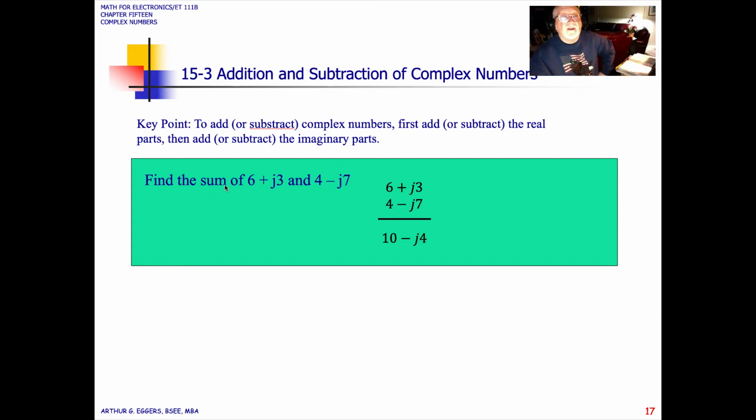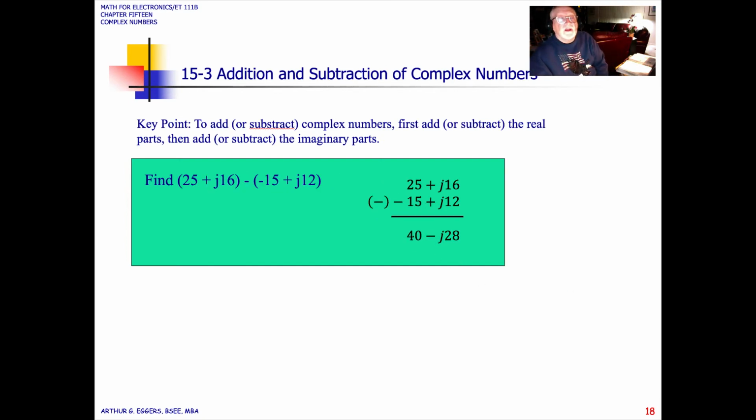So if we have 6 plus J3, 4 minus J7, and we just set them up like a normal addition problem, we've got all of the real components here to the left, all the imaginary components to the right, and that's generally the way you set it up. And do your addition, I can add minus 7 and 3 together. I end up with minus 4. I can add 6 and 4 together, and I get 10. So that's as far as you can take it. You cannot combine any of the real and the imaginary points beyond that.